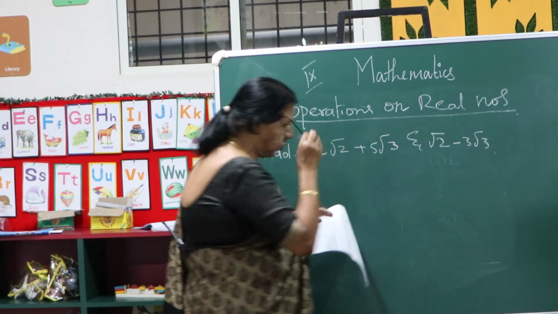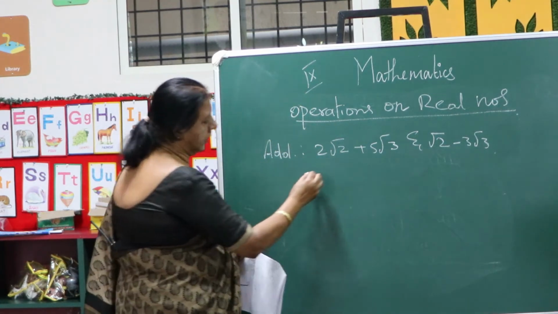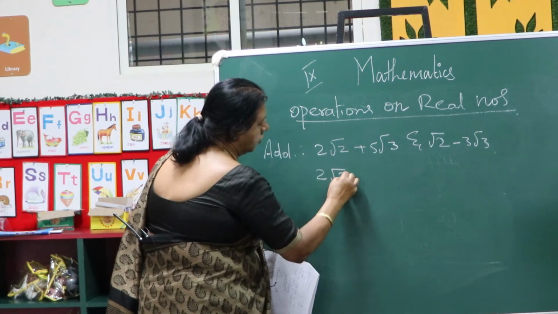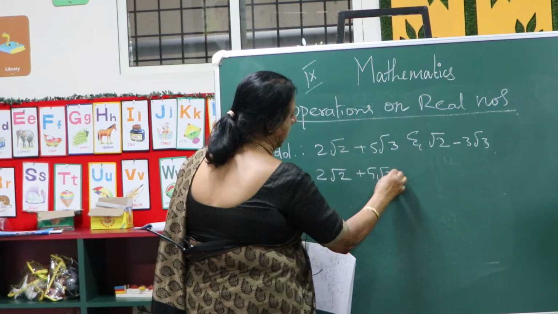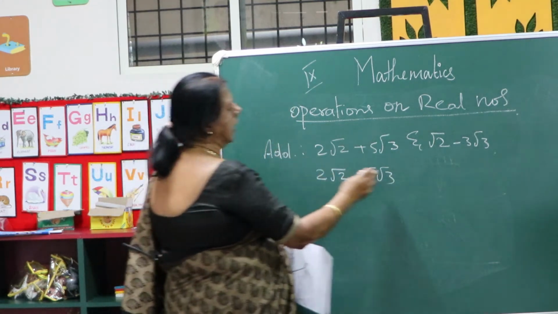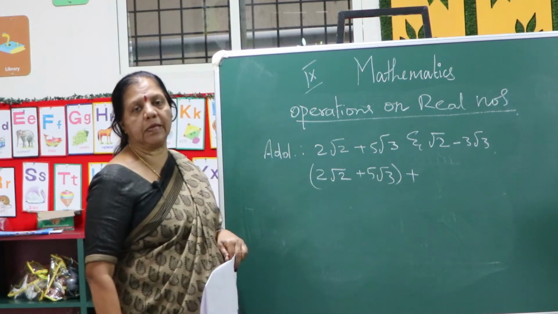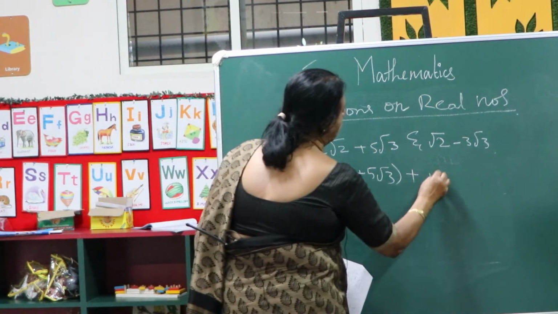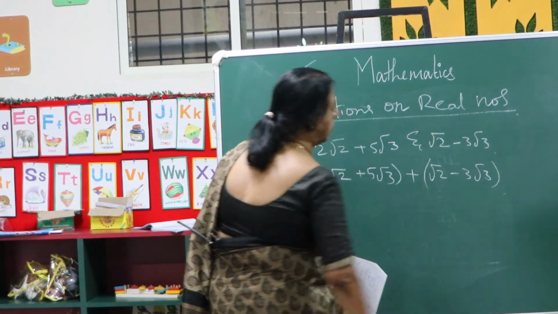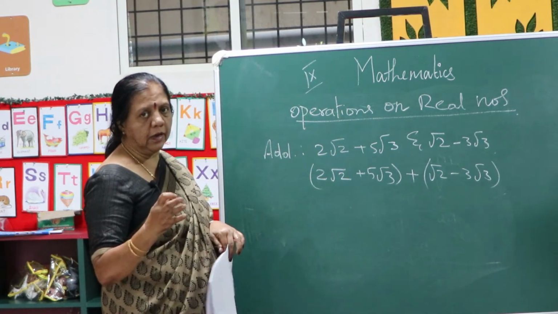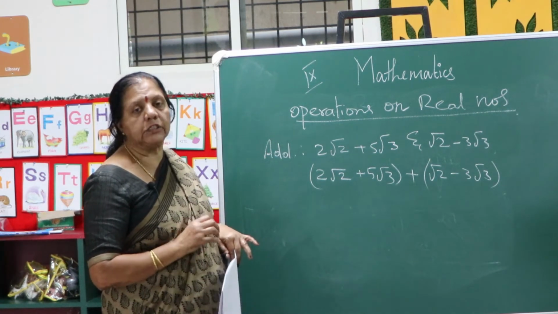So you are supposed to add them. How do you add it? This is very easy, children. 2 root 2 plus 5 root 3. What did they give? Add. Add means you put a bracket. Add means plus, so you go for the other expression, root 2 minus 3 root 3. Okay, so remove the bracket, and the like terms you add. It is very easy, like algebra.